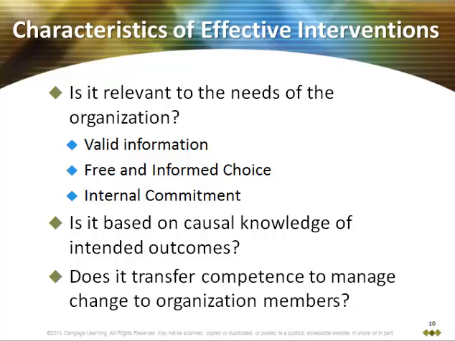But let's talk about interventions themselves. In order to be effective, look at the bullet points here. Is it relevant? Do you have the information you need? Free and informed choice means that the people who are involved are there of their free will. They're not forced into it, and they're committed on the inside of the organization to make change. Is it based on causal knowledge of intended outcomes? And so what that means is, do you know what it is that you're trying to do? Do you know where it is that you're trying to take the organization with the intervention and what's going to happen? And does it transfer competence to manage change to organization members?